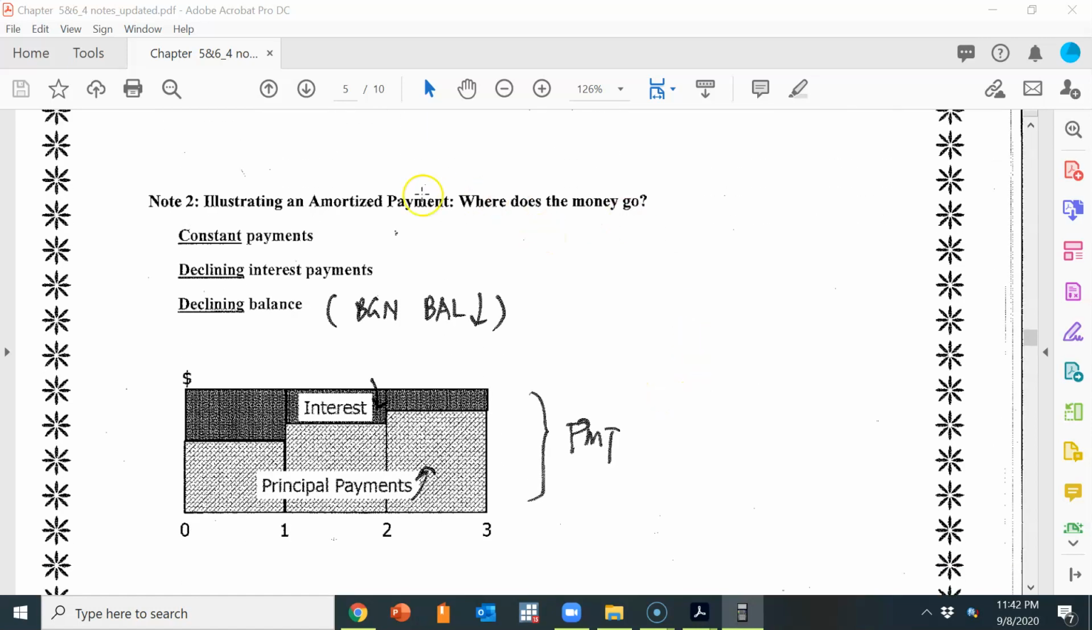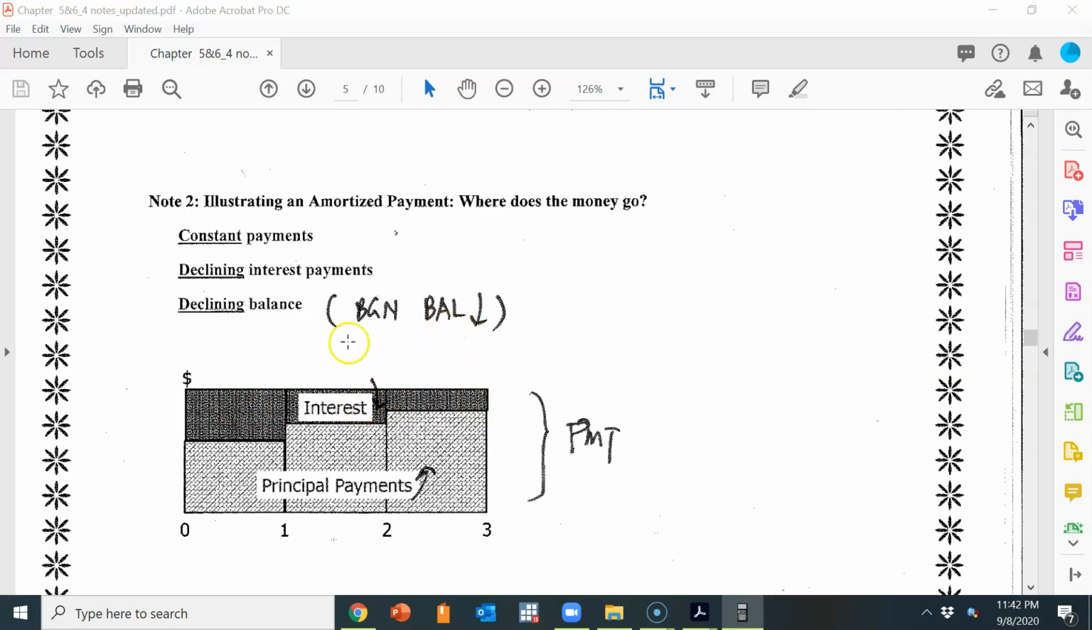One thing to note here is that we actually have constant payments. All the payments in each year are the same by definition. However, the interest payment we pay each year is declining. The total payment is the same. It consists of 2 parts, interest payment and principal payment. The upper part showing on the graph is the interest payment. It is declining because the beginning balance is declining.